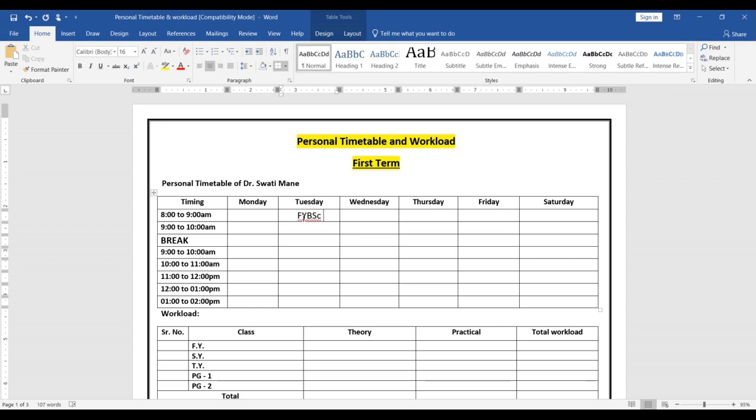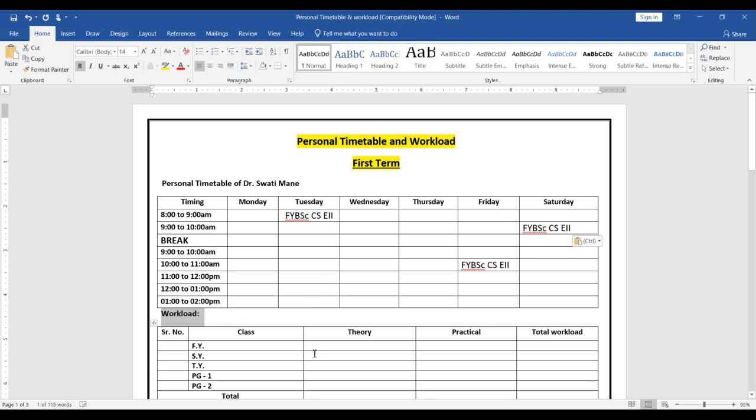Now suppose I am teaching for FY BSc Computer Science Electronics 2 subject. Then suppose I have lecture on Tuesday at 8 o'clock. I have to write my class and subject name over there, that is FY BSc CS Electronics 2. Suppose I have same lecture on Friday at 10 o'clock. I have to write the same. And suppose I have the same lecture again on Saturday at 9 o'clock. So I have to mention all lecture slots allotted for that particular subject in that week.